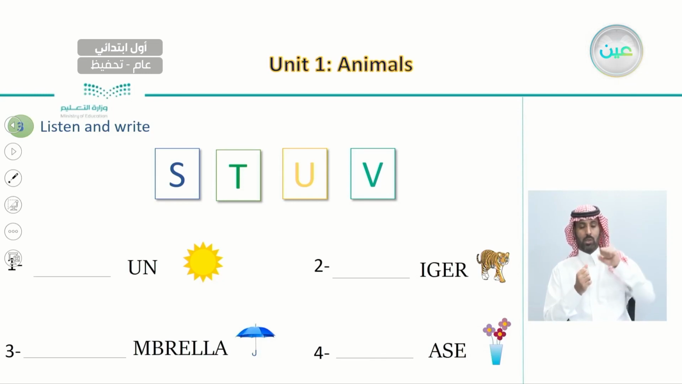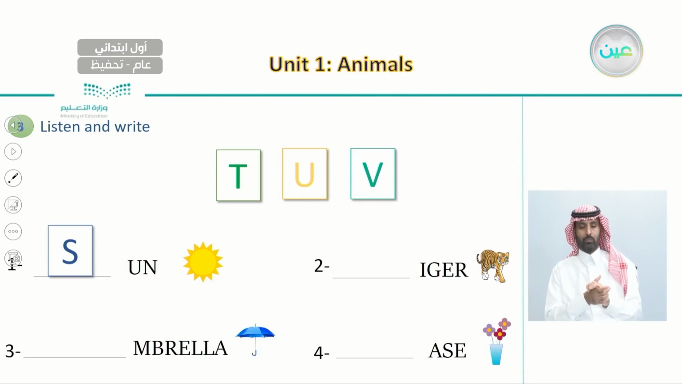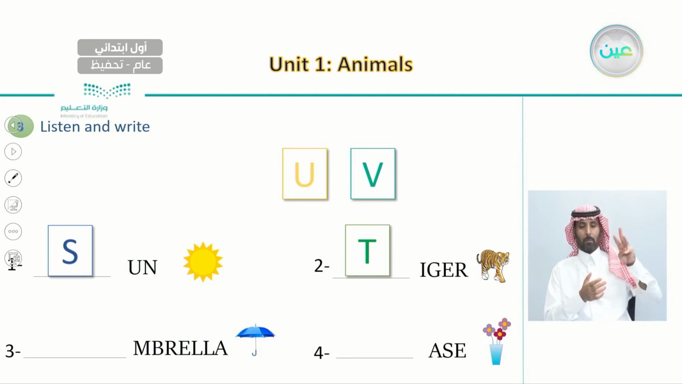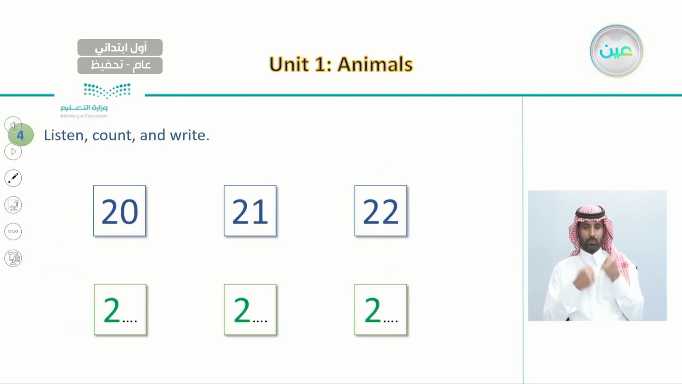So we said let's try to continue these words with the letters. So let's start with number 1. Number 1, we have the word sun. And sun starts with the letter S. And number 2, we have the word tiger. And the word tiger starts with letter T. At number 3, we have the word umbrella, and umbrella starts with U. And finally, we have the word vase that starts with letter V. So this is how we answer and practice these 4 letters.